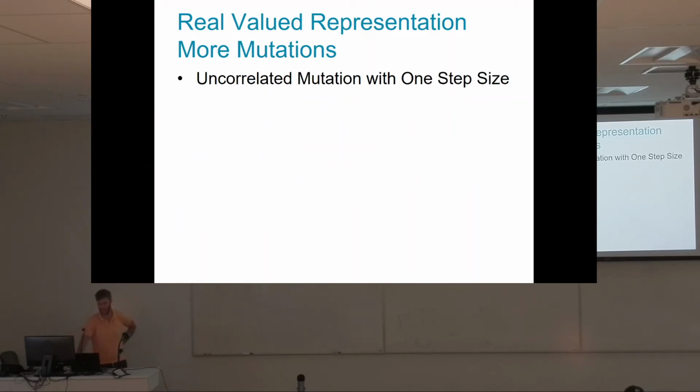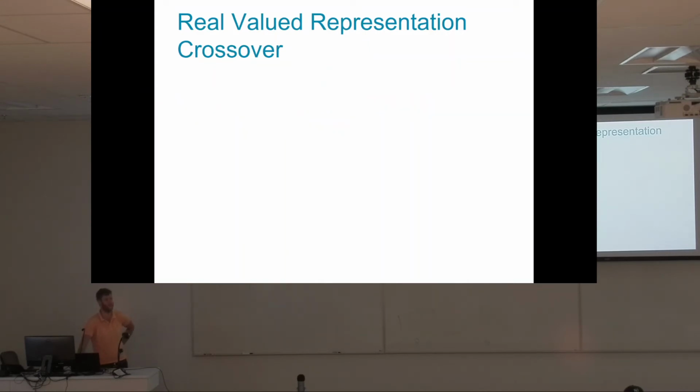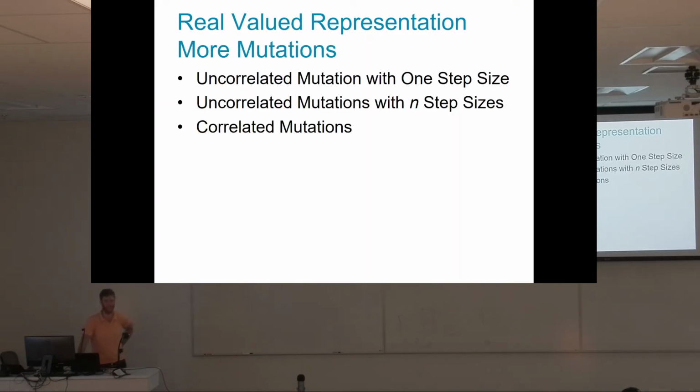Uncorrelated mutation with 1 step size. I don't even remember what these are. Uncorrelated mutation with n step size. Correlated mutation. I don't know what those are, but they exist, and they're different strategies. I can tell you right now, they're not very popular. I've never used them, and I don't think I've read a paper where anyone ever used them, but they exist. I'm sure they're really good at solving problem X, Y, Z.